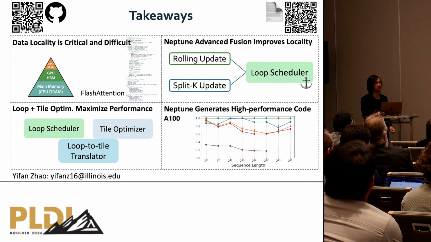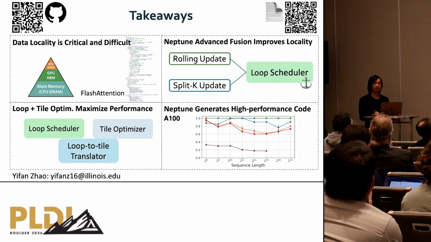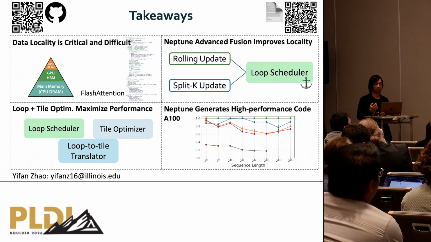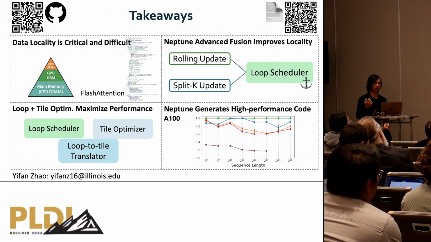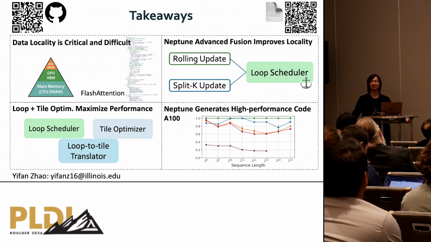But in conclusion, data locality is critical and a difficult problem, as indicated by FlashAttention. Neptune fixes this problem with its advanced fusion and improves locality, and Neptune's loop plus tile optimization maximizes the performance. Therefore, Neptune generates high-performance code on different devices for different operators. That's the end of my talk. I'm happy to take your questions.